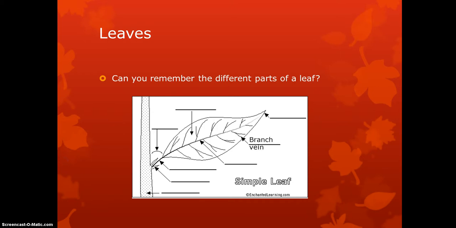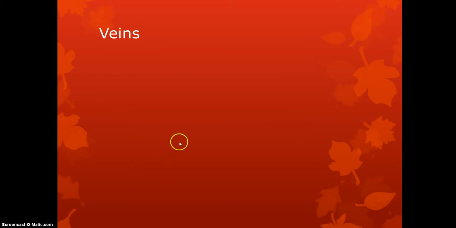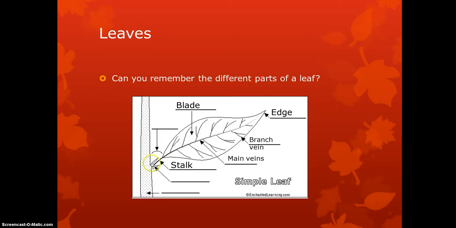Okay, so this is what we call the branch vein. This is the main vein. This is the blade, the edge, the outline is the edge. Then we have the stalk. And this over here is called the stem, but it's not part of the leaf, it's part of the plant. So do you get it right?